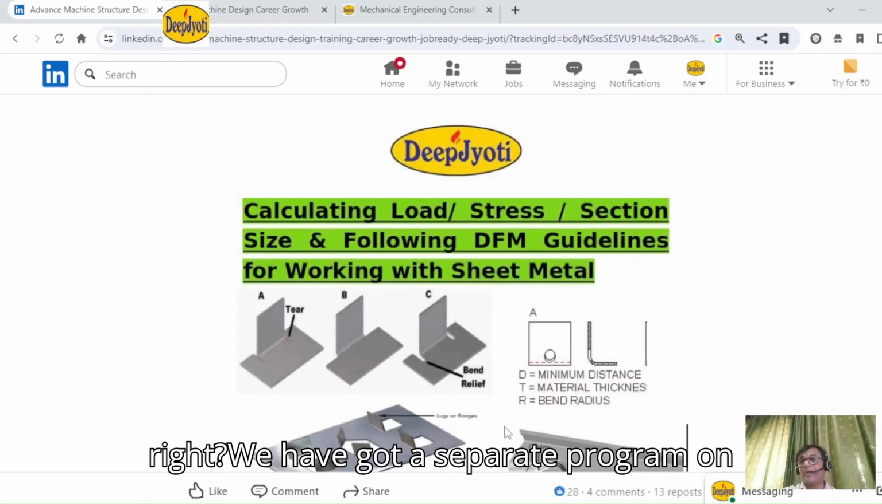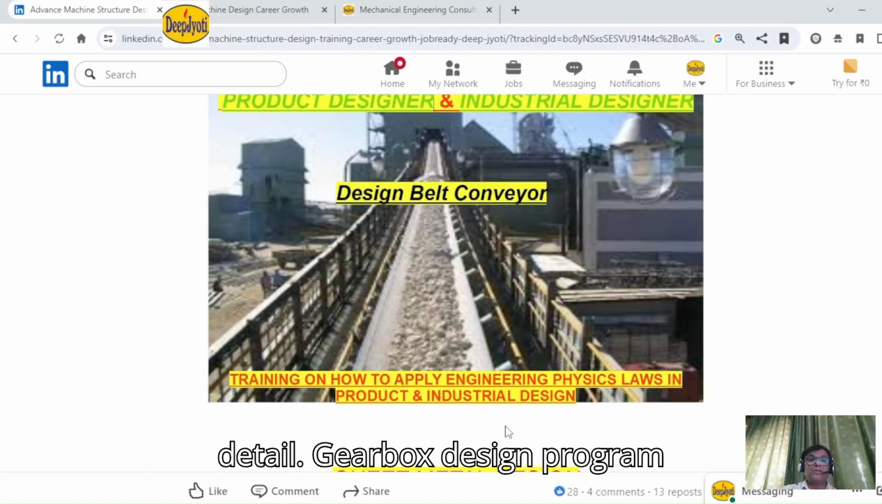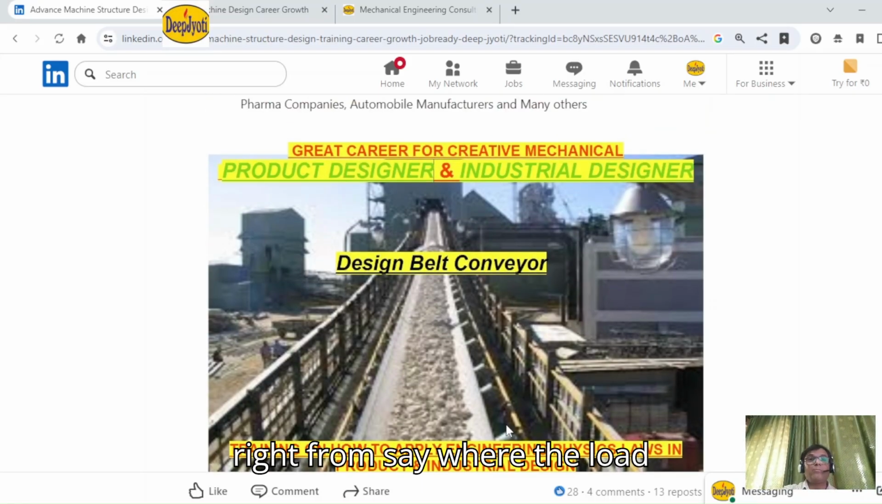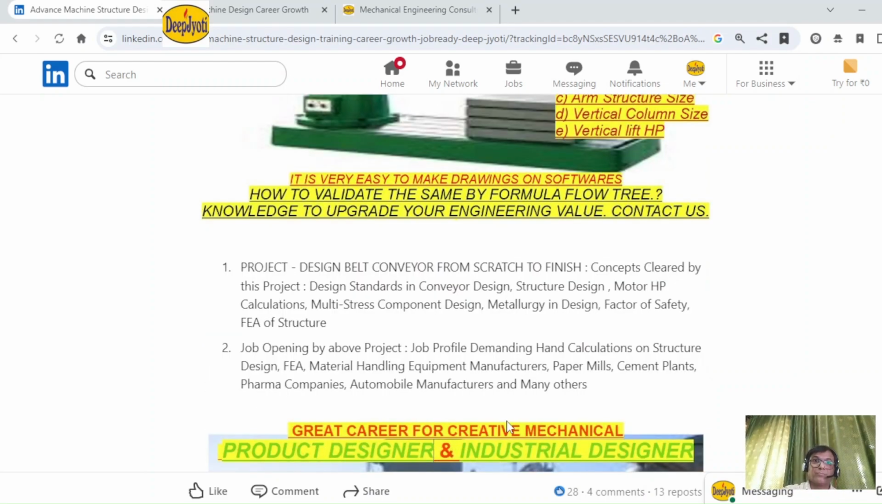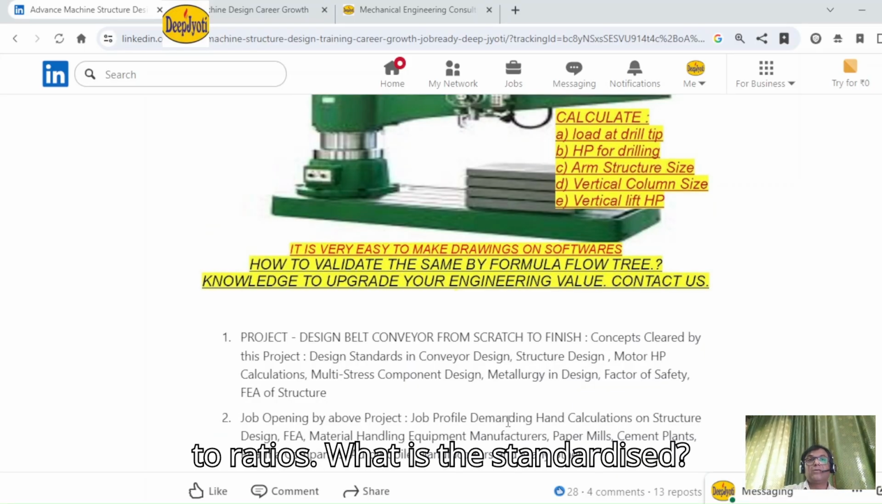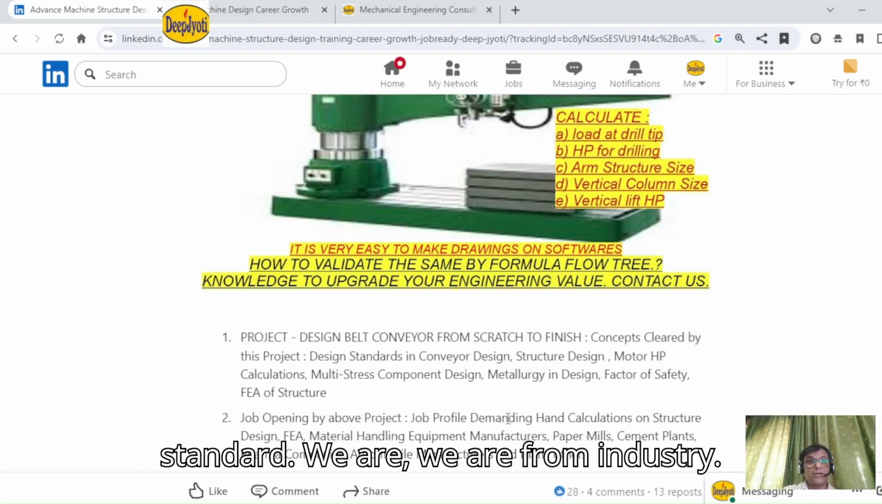We have got a separate program on gearbox, a detailed gearbox design program, right? From say where the load starts from the teeth, right from the module to shaft to ratios. What is the standardized? Everything here we are doing as per the standard.